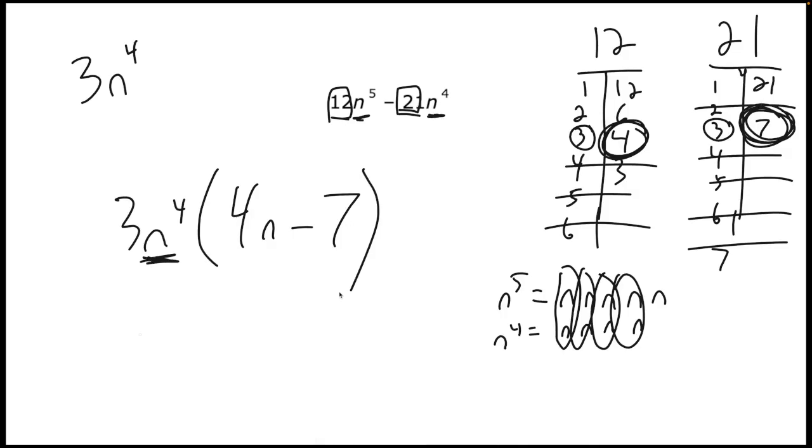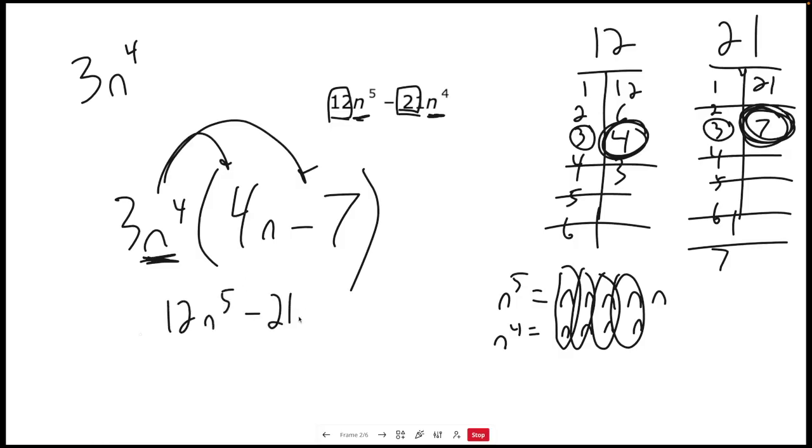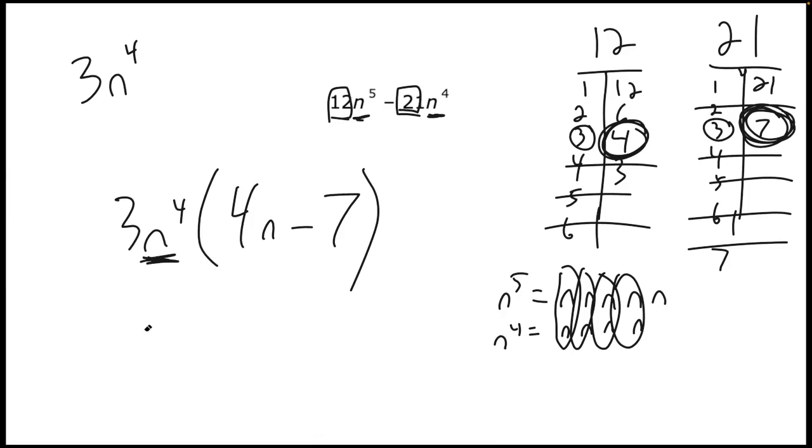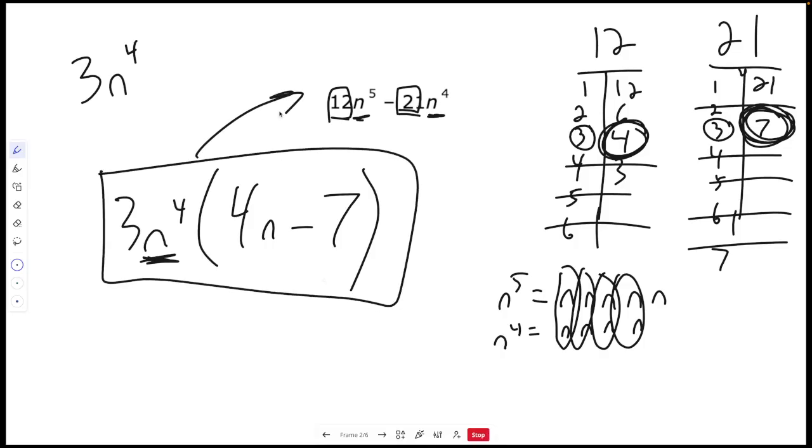You can check this with the distributive property, because if you multiply back in, you would end up with 12n to the 5th minus 21n to the 4th. And notice that's exactly the problem that we started with. All right? So if you want to check your answer, you can always use the distributive property. Think of it as 4 quarters and $1 are the same, but they look different. This is what's going on, right? These look different, but they're just rewritten. We haven't added or subtracted anything.